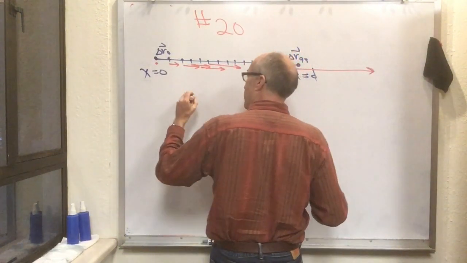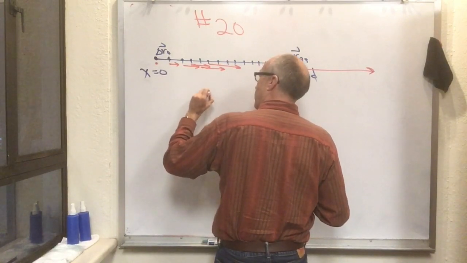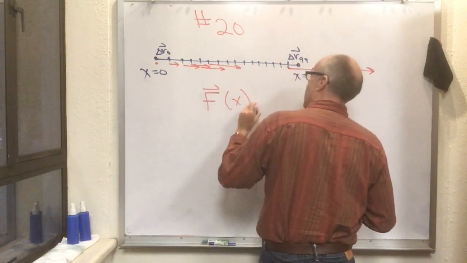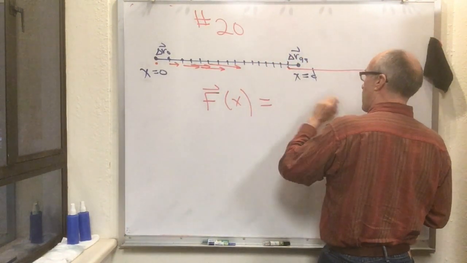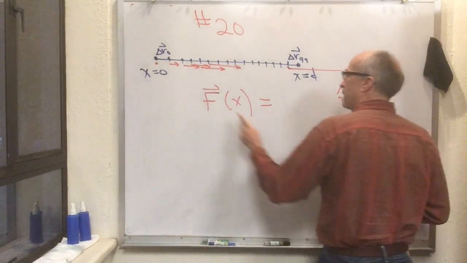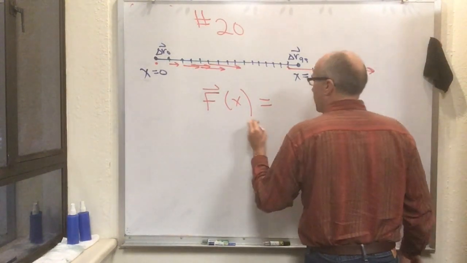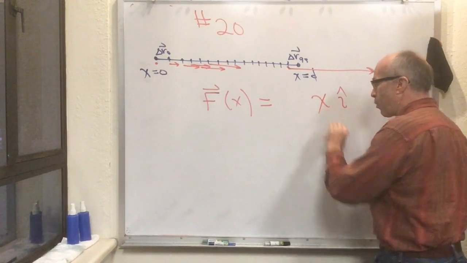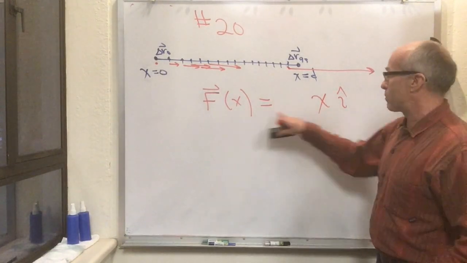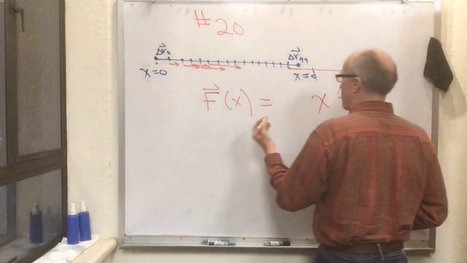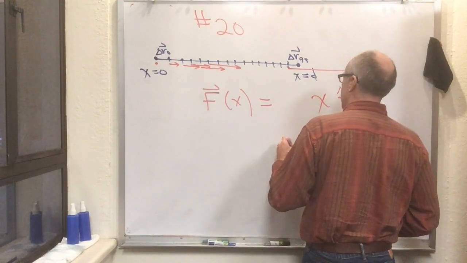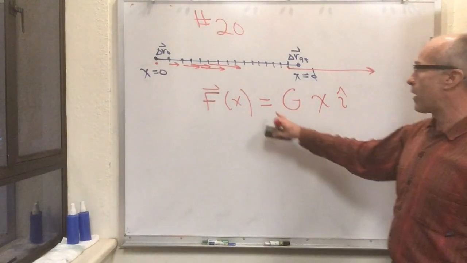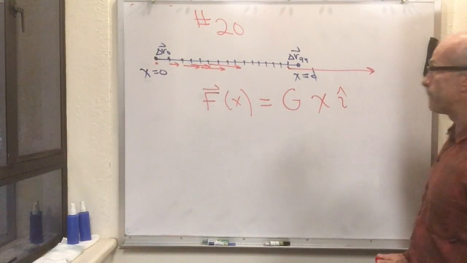Let's make a mathematical version of that. Here's a way of making a force grow as it goes to the right. Let F as a function of x be equal to something times i hat, since it's going to point right. And it's going to get bigger as x gets bigger, so I'm going to make it proportional to x itself. F of x is proportional to x, and then I need some proportionality constant. Just for lack of anything better, I'll call it capital G. So there's a model of a force that increases as it goes to the right.